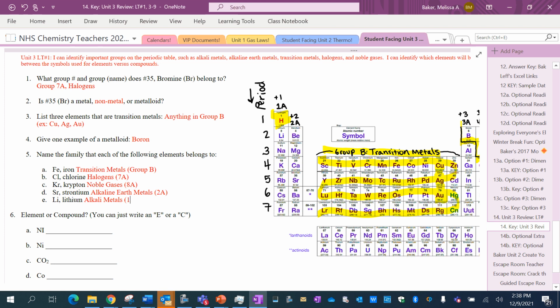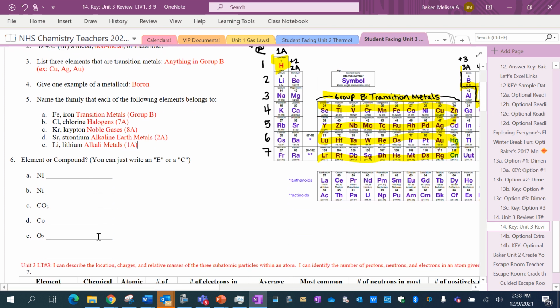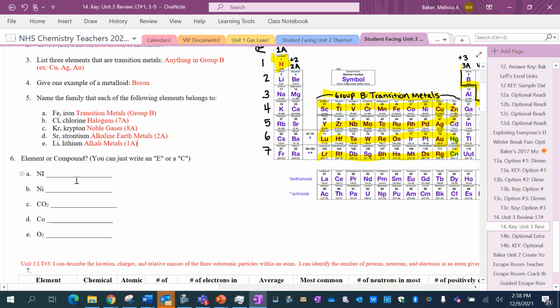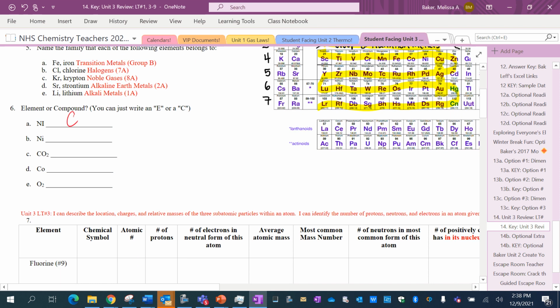Those are group 1A. For number 6, it says we need to identify if each of these is an element or a compound. An element is always one uppercase and one lowercase if it's not just one uppercase. And a compound is at least 2 uppercase letters. So capital N, capital I, that would definitely be a compound because it's 2 capital letters. It's in fact nitrogen and iodine. Capital N, lowercase i would be an element.